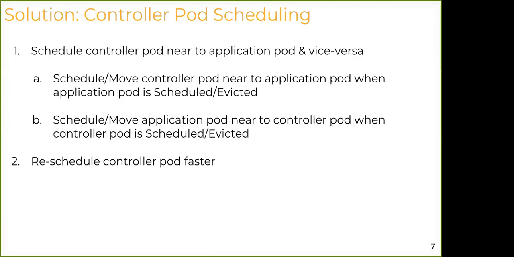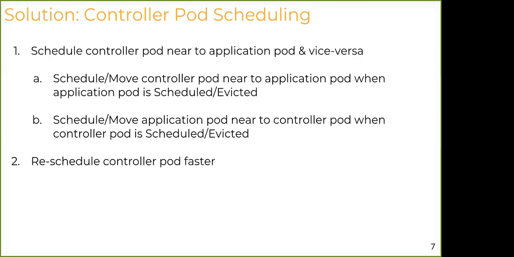OpenEBS controller pods should be scheduled on the nodes which have the application pods, or let's say vice versa. For example, if an application pod is already present in a Kubernetes node, then a controller pod should go and get scheduled on that same node. This is known as the controller pod getting near to the application pod, or in the reverse, the application pod getting scheduled near to the controller pod, right?